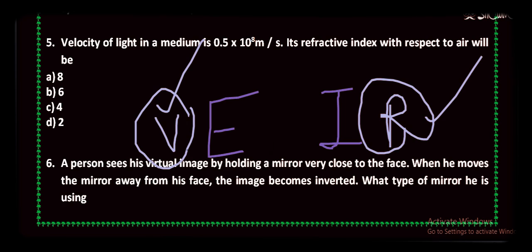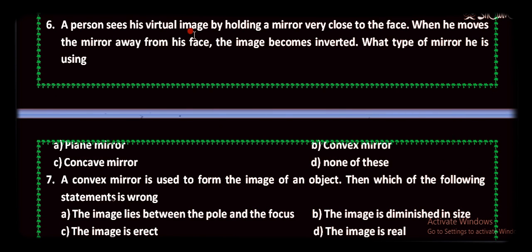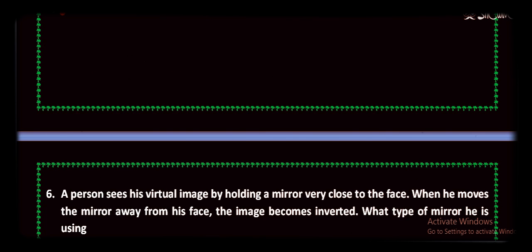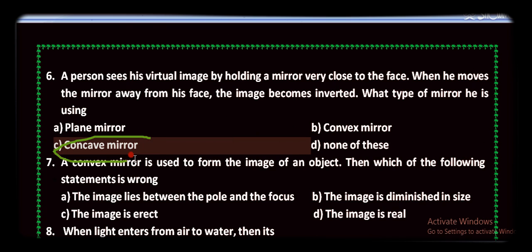So question number 6 answer will be concave mirror, because plane mirror will always give virtual image. Sorry, plane mirror will always give virtual, as well as convex mirror will also give virtual. So for the sixth question the right answer will be concave mirror. So option number C will be the right answer for question number 6. Let's move to the next question.